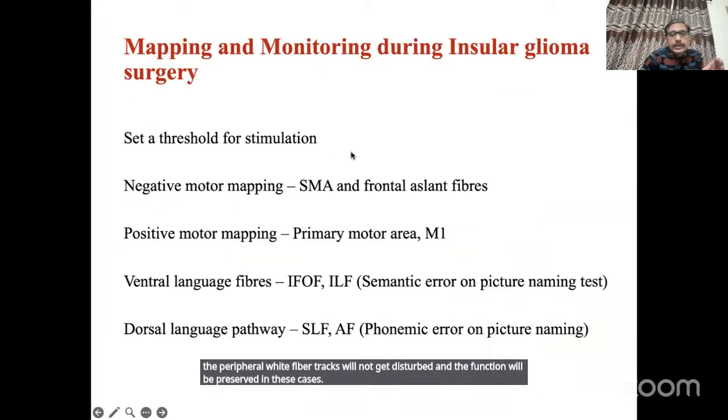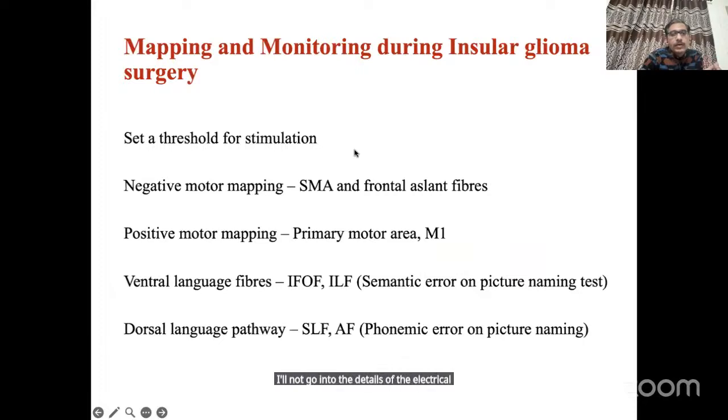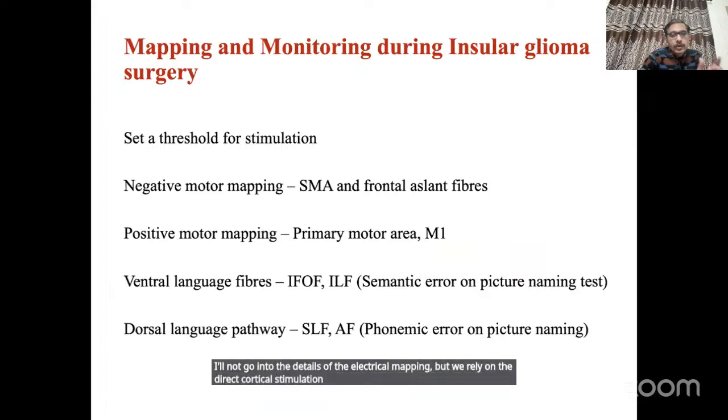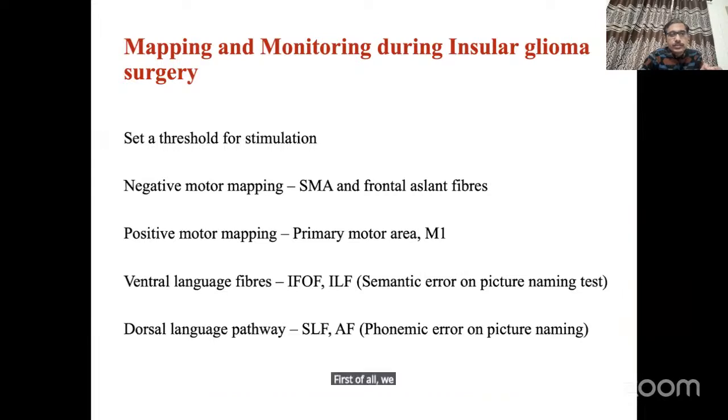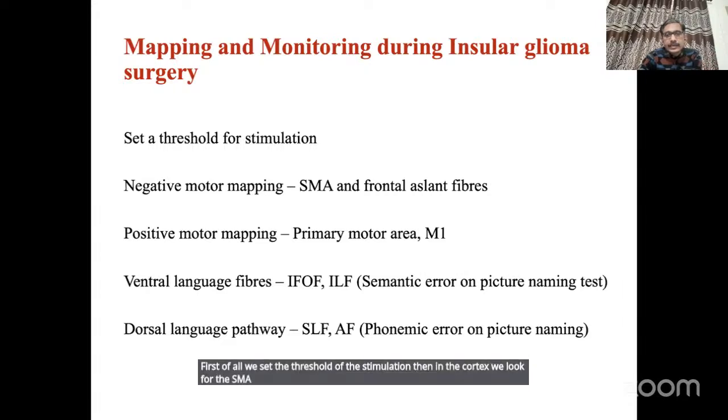I'll not go into the details of the electrical mapping, but we rely on direct cortical stimulation. Bipolar stimulation is usually used on the surface, and in the depth, we use monopolar stimulation to monitor the corticospinal tract. First of all, we set the threshold of the stimulation. Then in the cortex, we look for the SMA and its connection, the frontal aslant or the frontostriatal tract, where we could delineate the negative motor mapping response. And if we move on to the primary motor area, M1, the face or the hand area, we could see the twitch, which corresponds to the positive motor mapping area.